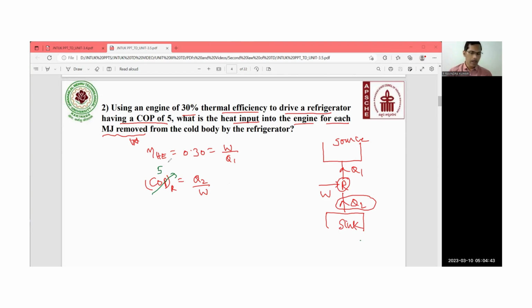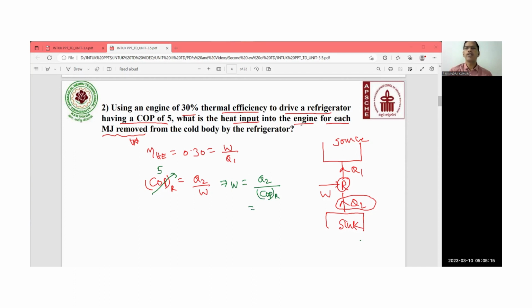So for each megajoule removed from the cold body, we need some work input. So what is that? Here, W is equal to Q2 divided by the COP of the refrigerator.